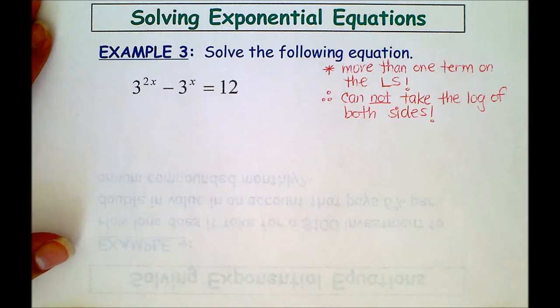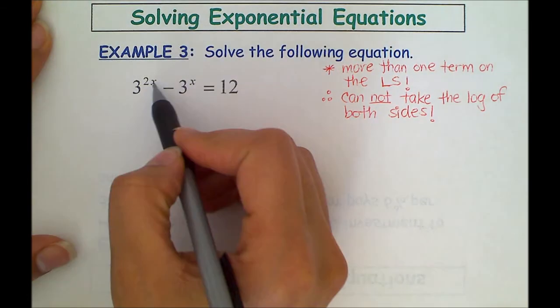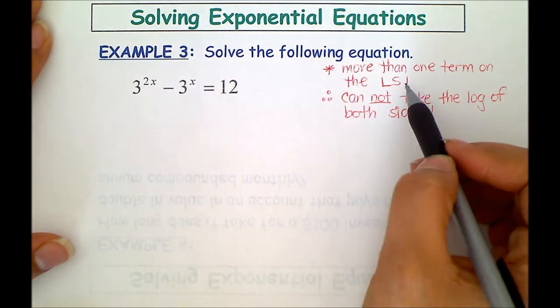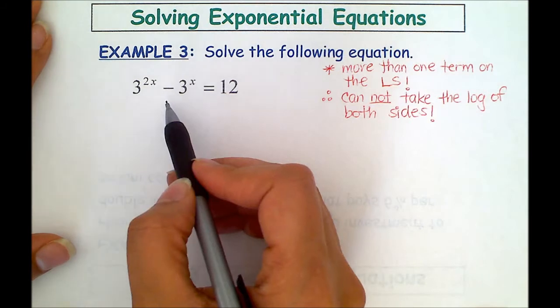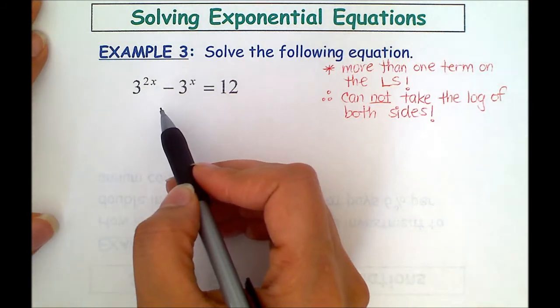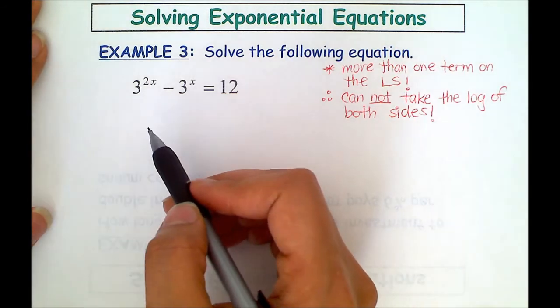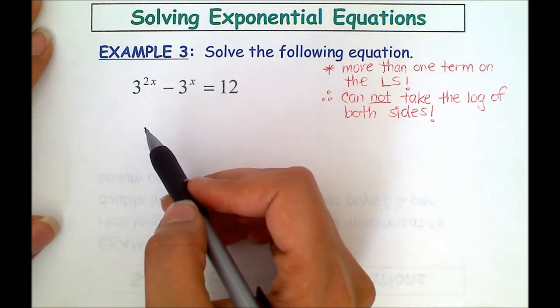For example 3, it asks us to solve the following equation. I have 3 to the exponent 2x minus 3 to the exponent of x equals 12. What you'll notice is that because there's more than one term on the left-hand side, I can't just take the logarithm of both sides and try to evaluate it like I did the other questions. So instead, I need to use factoring or one of the other methods that I know from before.